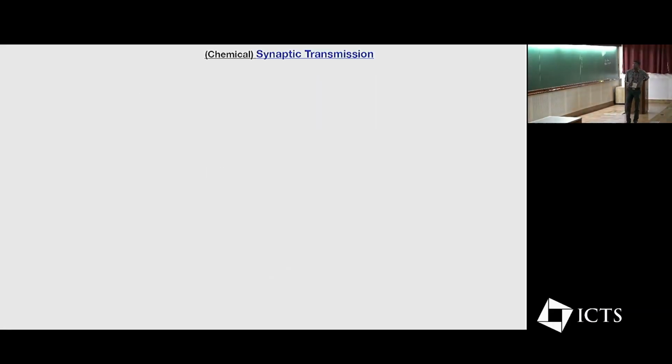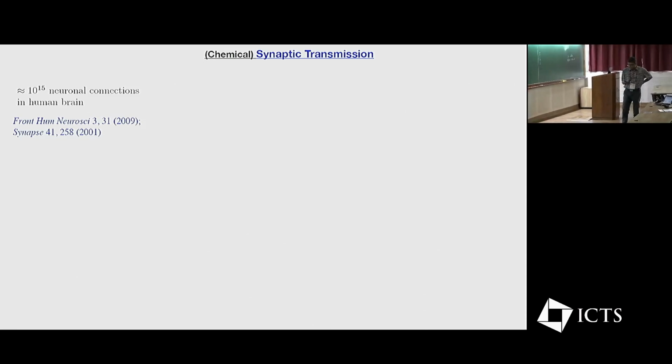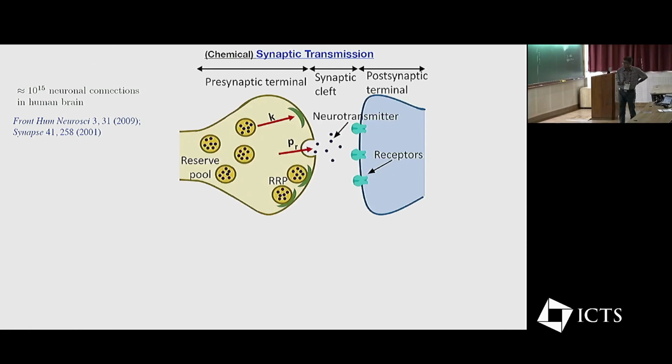Let me begin first with the biological context in which this problem was formulated and we did the calculations. We have about 10 to the power 15 chemical synapses in our brain, and each one of those synaptic junctions looks more or less schematically like this. You have some neuron coming all the way from the left and terminating here, and here is another neuron which starts and goes all the way to the right, let us say.